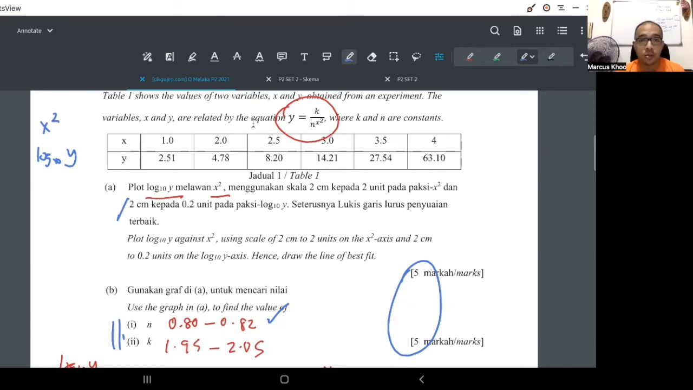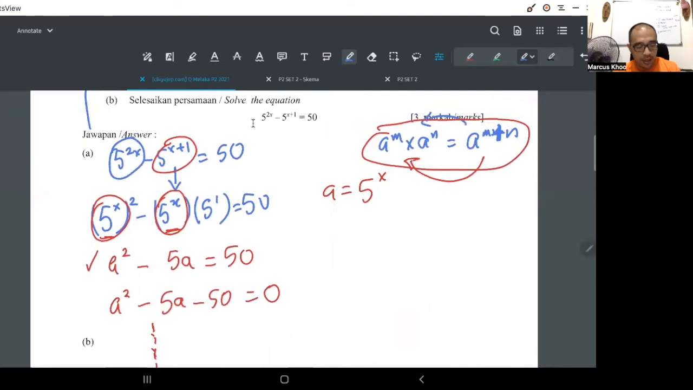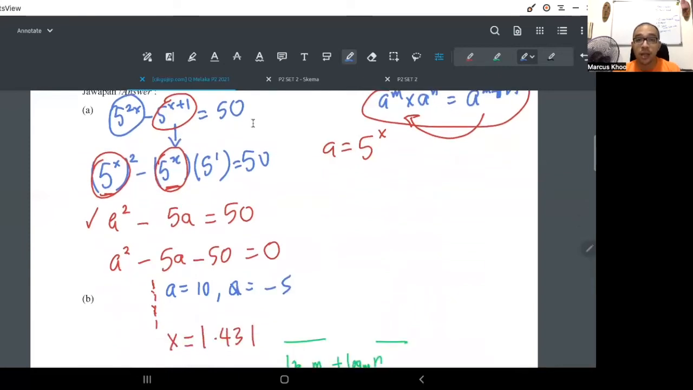Somebody asked me this question. So this question just now, a equals 10 and a equals -5, which means that 5 to the power x equals 10 and 5 to the power x equals -5. And then you can find the value of x on here.